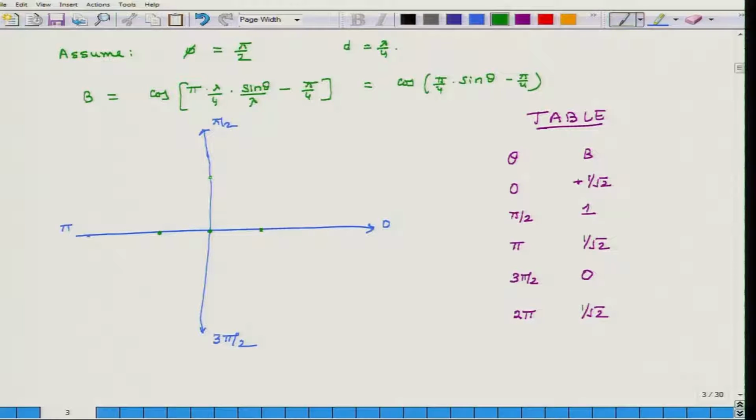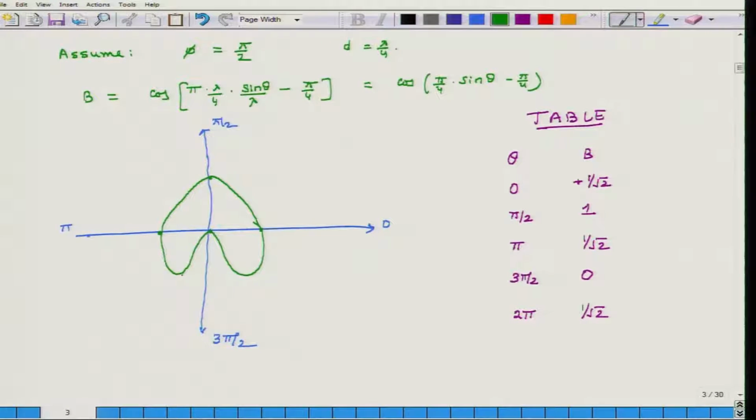So, my polar plot, excuse me, so it will look something like this.